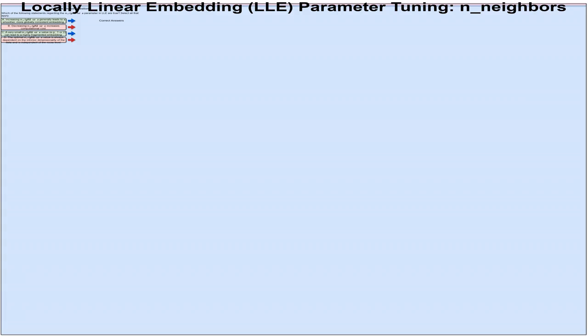We're diving into the locally linear embedding (LLE) algorithm, a technique used to reduce the dimensionality of data. Think of it like simplifying a complex map into a simpler one while trying to preserve the important relationships between different locations. We'll focus on one of LLE's key parameters, n_neighbors. This is a multiple-choice quiz about understanding how the n_neighbors parameter in the LLE algorithm affects the results.